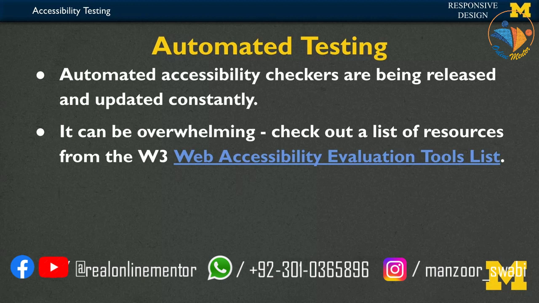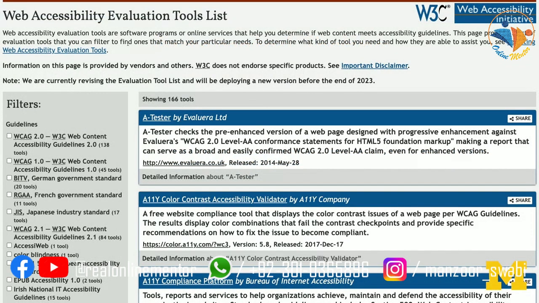Many places depend upon automated testing, and these testers are being released and updated constantly. In fact, it can be a little overwhelming. I'm going to show you one site right now from the W3 Consortium where they have a list of web accessibility evaluation tools. You can see here on this page that we have basically hundreds of things to choose from. In fact, it's showing 166 tools to be exact. And how are you supposed to know which ones are best for you?